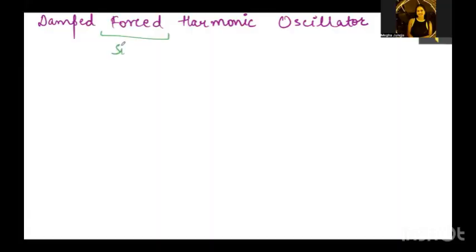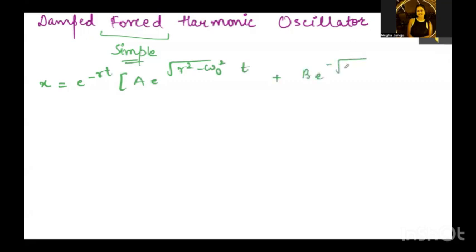The previous video was related to the damped simple harmonic oscillator itself. In that, when we got the solution for the second order differential equation, it was equivalent to x equals e raised to the power minus rt, times A e raised to the power square root of r square minus omega naught square times t, plus B e raised to the power negative square root of r square minus omega naught square times t. So what do we learn from this?